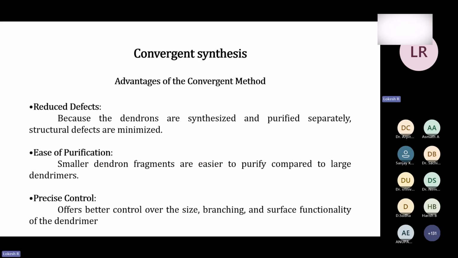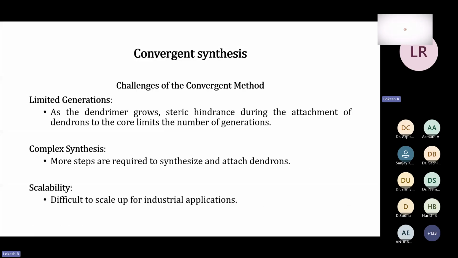Here the advantage of this method is reduced defects. In the divergent method, the defects will be reduced when the dendrimer is synthesized in this manner. Next, ease of purification and precise control, that is, we can have control over the size. The challenges are limited generations, complex synthesis, and scalability, it is difficult to scale up for industrial applications.